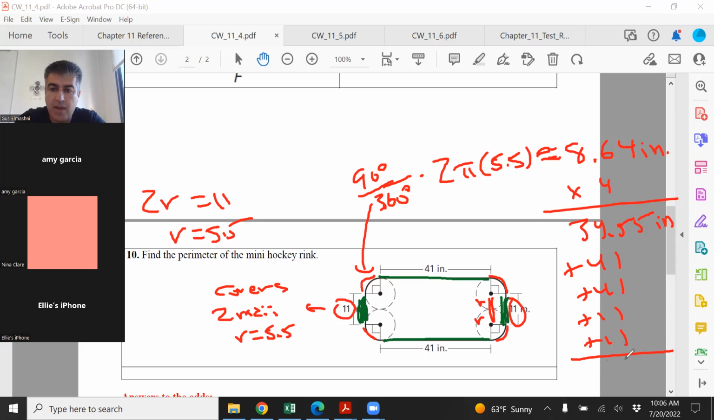So you should get 138.56 inches. So that's how you find the perimeter of that ring.